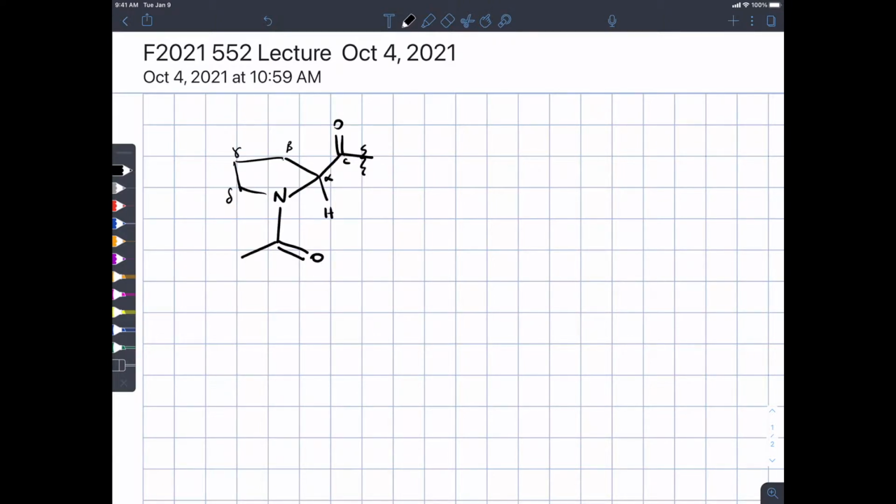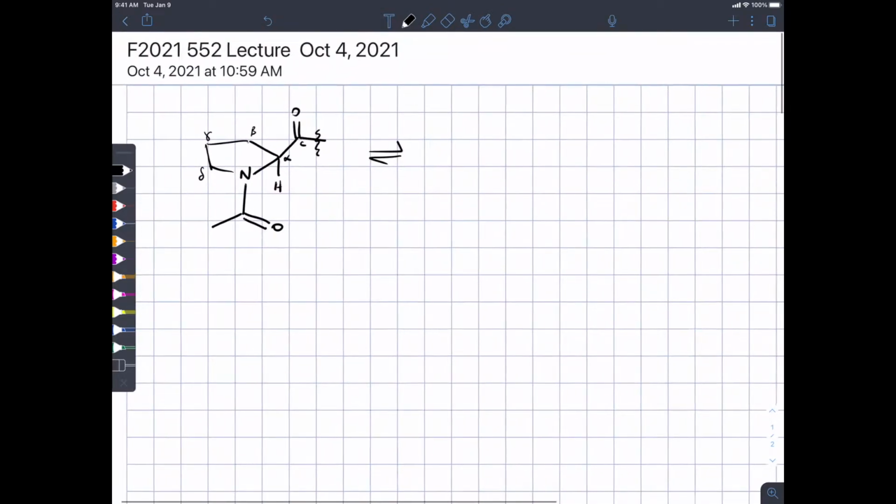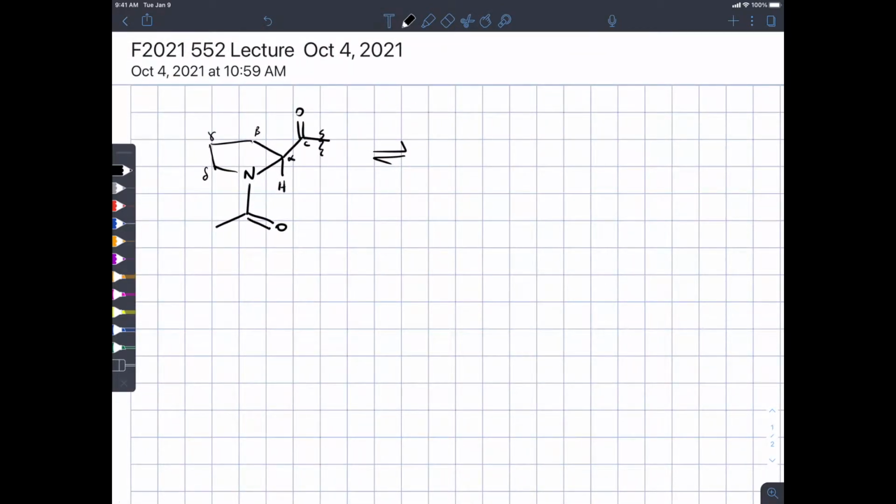Raines has shown through research over the past 20 years, investigating the equilibrium between cis and trans amide bond conformations. And we just want to be really clear what we mean by cis and trans amides.